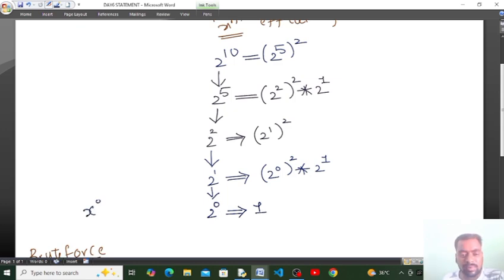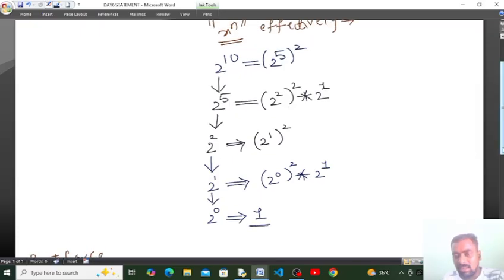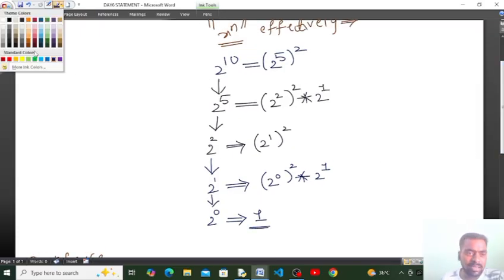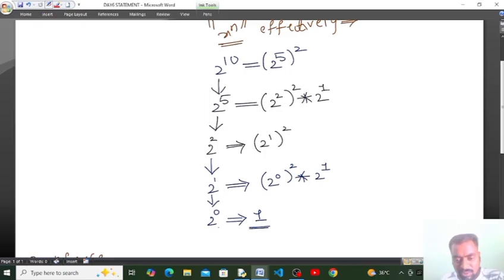In mathematics, x to the power of 0 is always 1. Because if the power is 0, irrespective of the base value, the output is always 1. So 2 power of 0 value, we already know. This is the base case. Now, let's see how we have to backtrack here. So what is 2 power of 0 value? We got 1. So keep this value 1 here in the previous step. So 2 power of 0 we got 1, square that value.